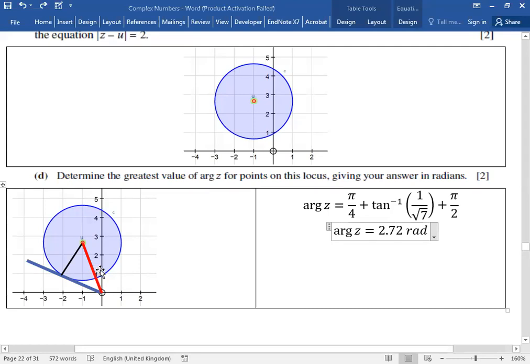You can find this small angle between the mod of u and the y-axis and add pi by 2 to it, and you get the argument of z. You can apply tan. The opposite side is 1 and the adjacent side is under root 7. So you find this small angle with the y-axis, pi by 2, and this is pi by 4, which is 45 degrees, because this is an isosceles right angle triangle. How do you know?